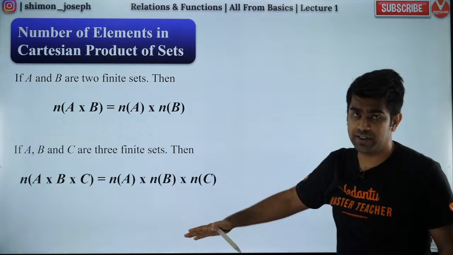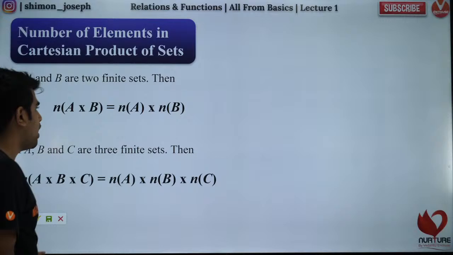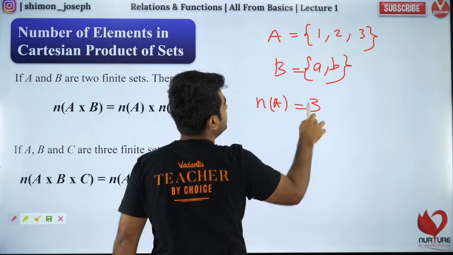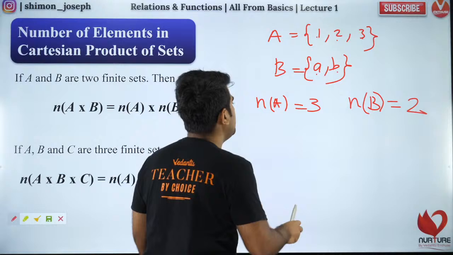This means that, let me give you an example so that it is clear for all of you. So let's say set A is 1, 2, 3 and set B is a, b. Now, the number of elements in A is what? Number of elements in A is nothing but 3, because 1, 2, 3, 3 elements are there. Number of elements in B is equal to what? 2, because there are 2 elements. Now, what is A cross B?